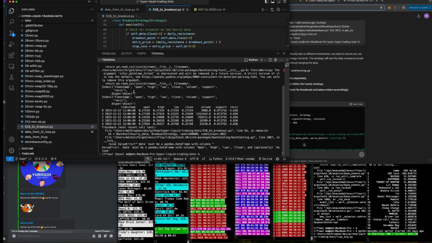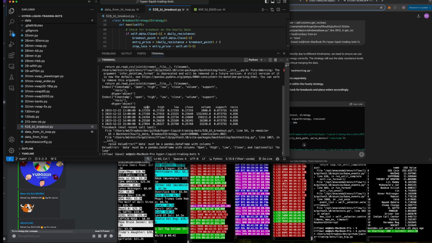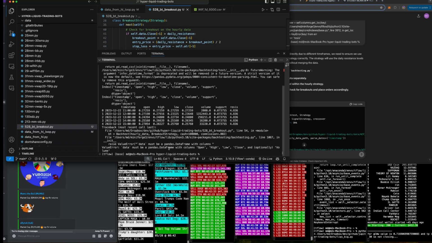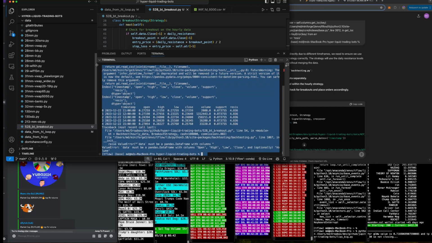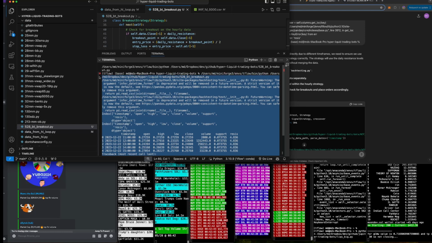Okay, great. So it looks like we got a little bit further. Open, high, low, close, resistance, pandas data frame. It's open, high, low, close, volume. Data must be pandas with open, high, low, close, volume. Okay, so it got closer here.